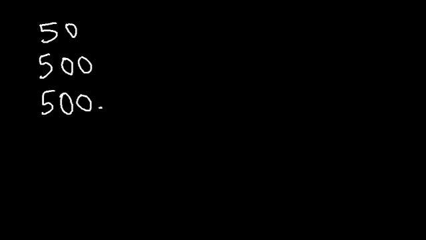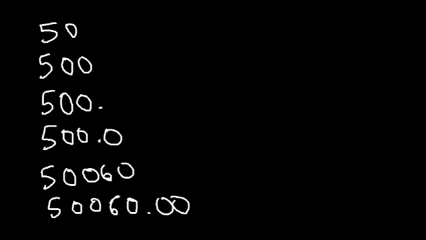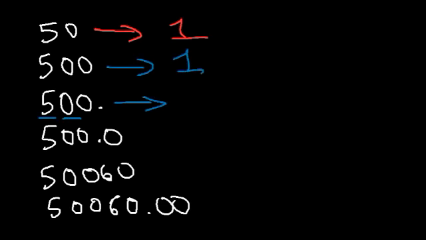Try these examples: 50, 500, 500 again, 500.0, 50,060, and 50,060.00. So trailing zeros are non-significant if there's no decimal point. So this 0 is not counted. So here we only have 1. This is also 1 sig fig. Now we have a decimal point, so each of these are significant. So therefore it's going to be 3. This 0 is also significant due to the decimal point, so this is 4 sig figs.